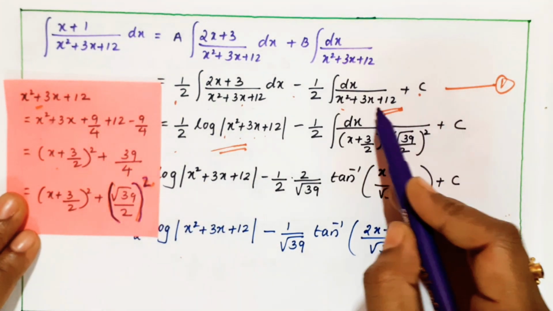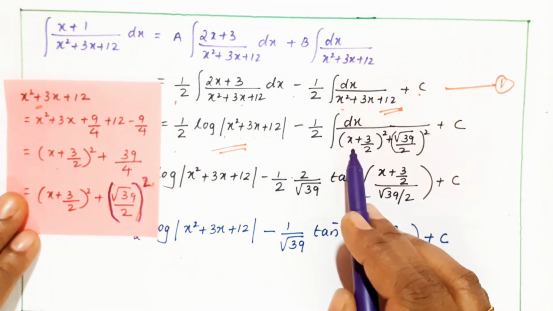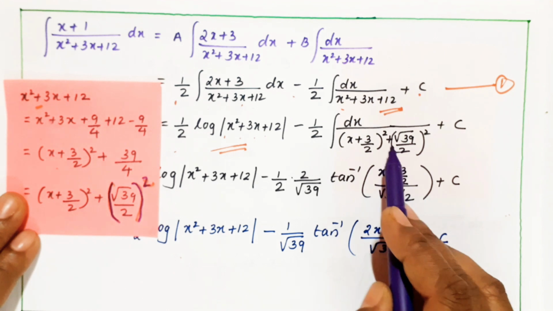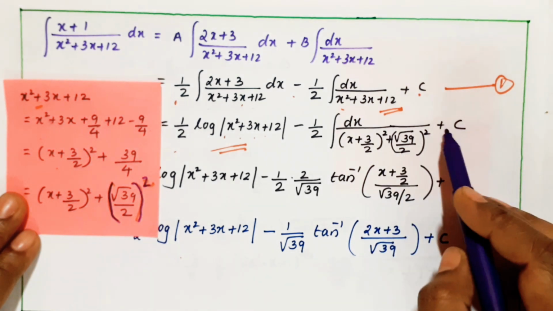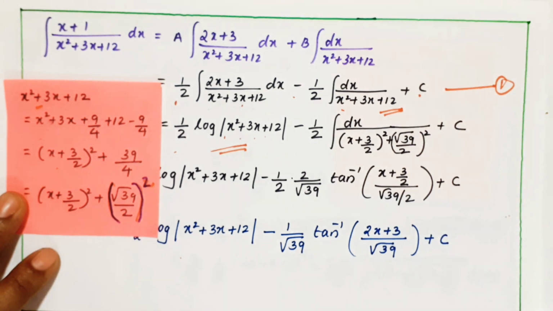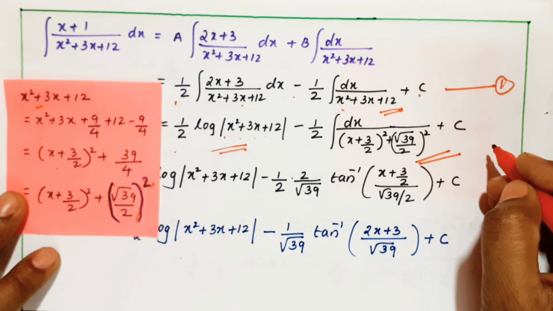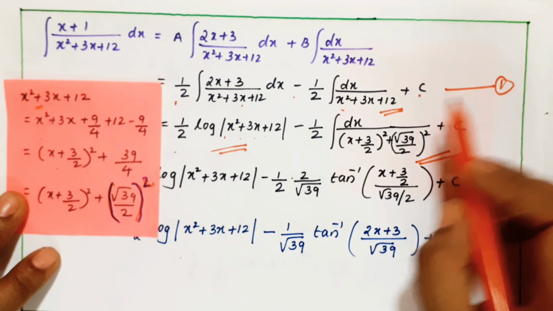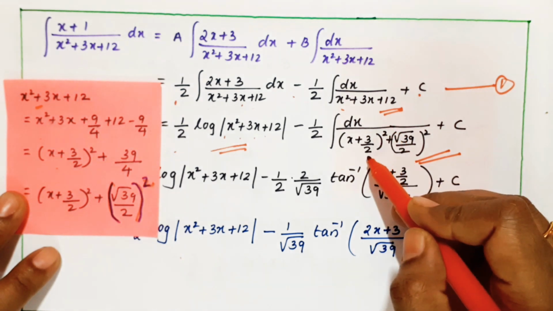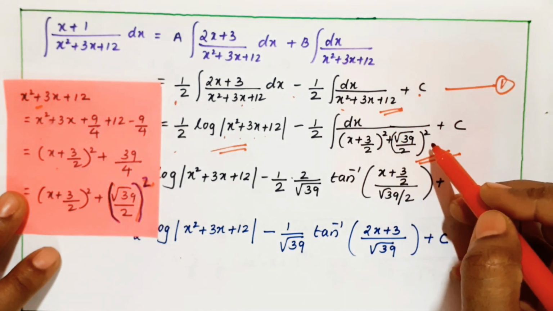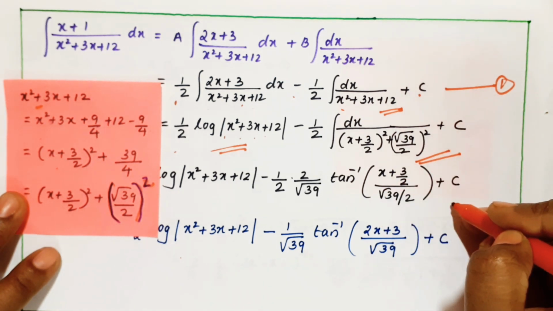So what I am doing is splitting this denominator like this: integral of dx by x plus 3 by 2 the whole square plus root 39 by 2 the whole square plus c. Why did I make it in this form? Because this is again in the form of a basic standard integral. What is the basic integral? Integral dx by x square plus a square is 1 by a tan inverse x by a plus c.